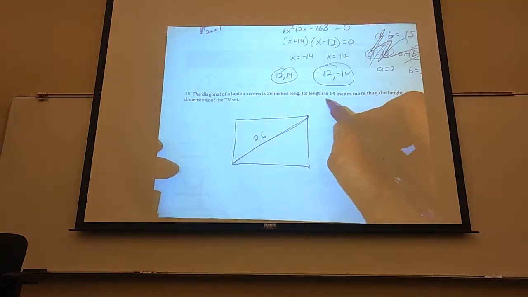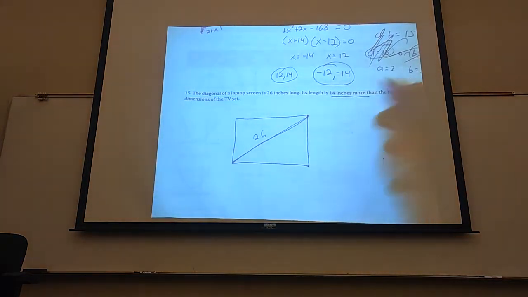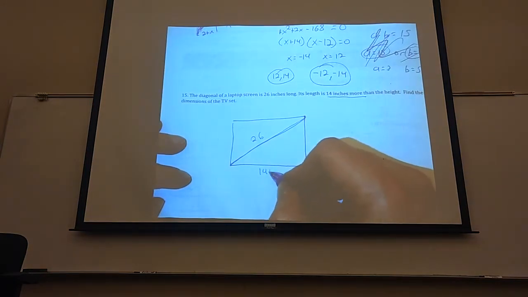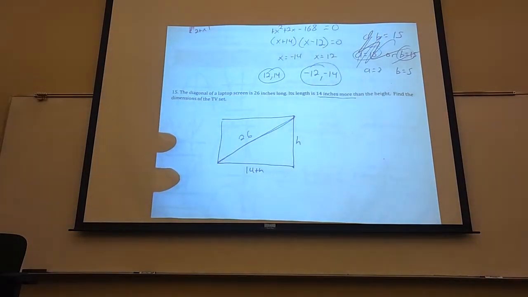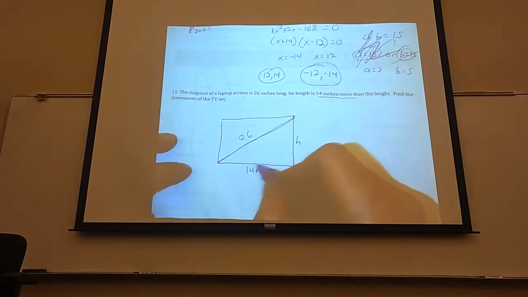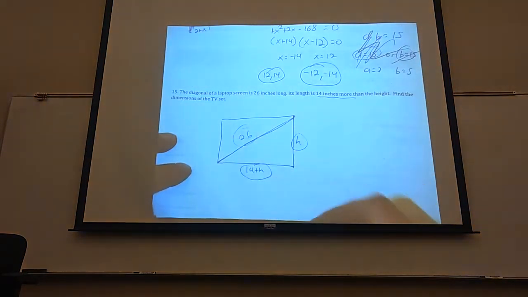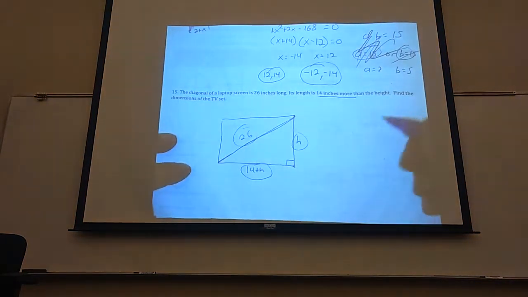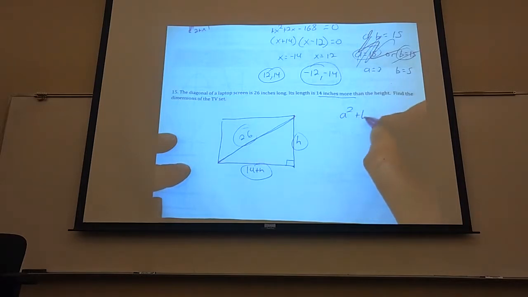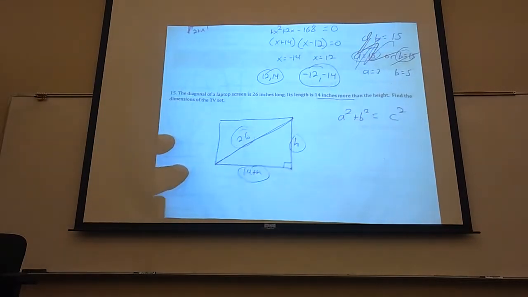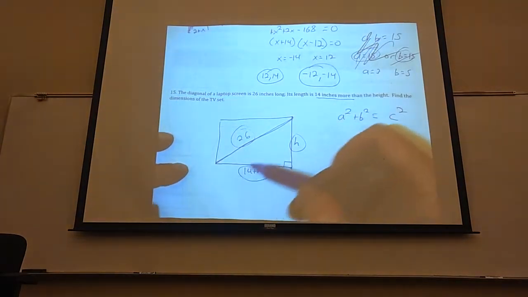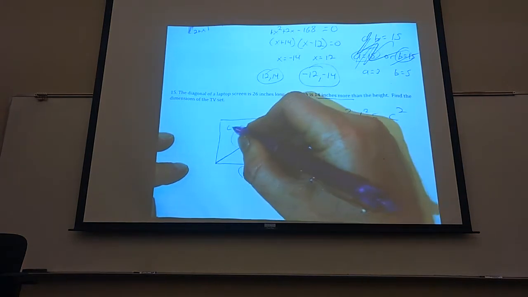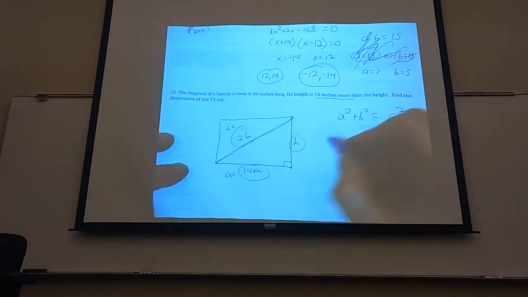How can I write that? 14 plus h. I guess that means this is the height. Find the dimensions of the TV set. Well, how am I supposed to relate these things together? Very nice. Ooh, this looks like it's going to be a real pain. So what are A, B, and C? It doesn't really matter as long as we say that the hypotenuse is C. We'll call this A and call this B.